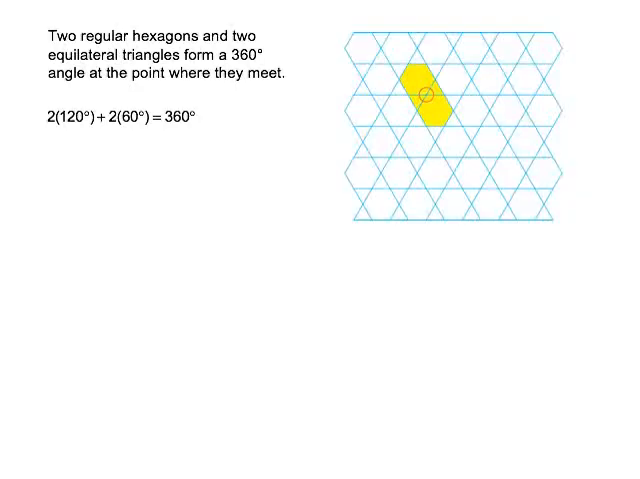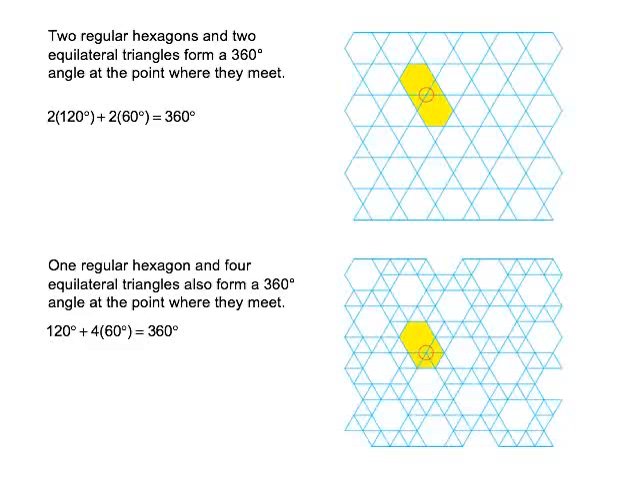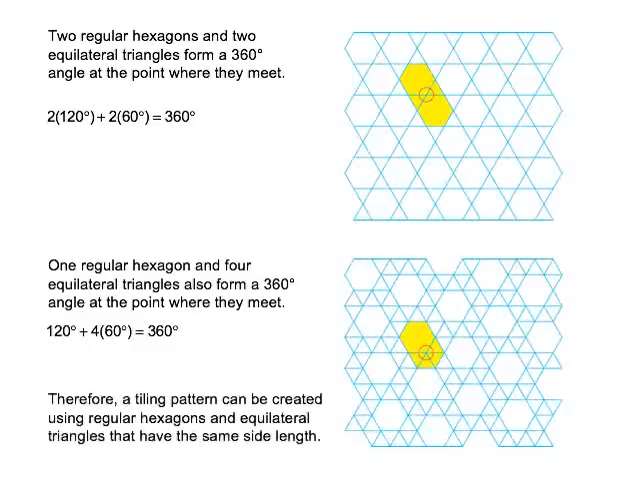For a tiling pattern, the shapes must form a 360-degree angle without any gaps at the point where they meet. 2 regular hexagons and 2 equilateral triangles do form a 360-degree angle without any gaps at the point where they meet. 1 regular hexagon and 4 equilateral triangles also form a 360-degree angle without any gaps at the point where they meet. Therefore, a tiling pattern can be created using regular hexagons and equilateral triangles that have the same side length.